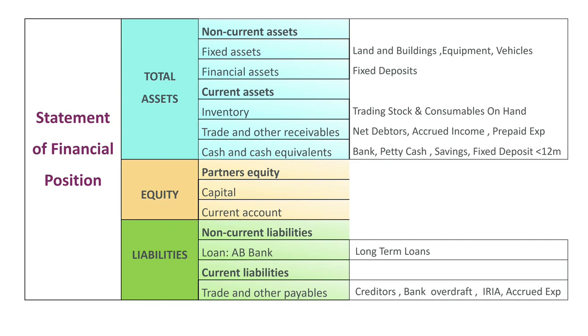Cash and cash equivalents will always be our bank, petty cash, savings account, any fixed deposit that will mature within the next year. Or even look at the loan, again, just long-term loans, and trade and other payables. If there's any creditors amount that we owe, if there's a bank overdraft amount that we perhaps owe the bank, any income received in advance, and any accrued expense will be our trade and other payables.